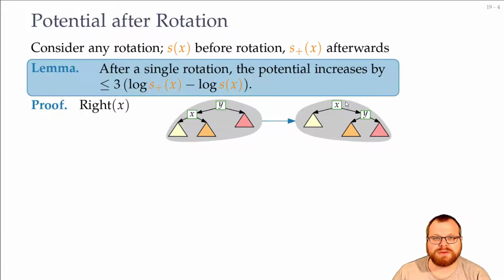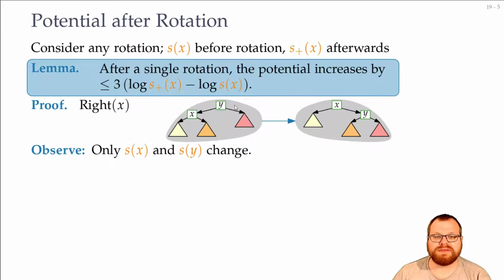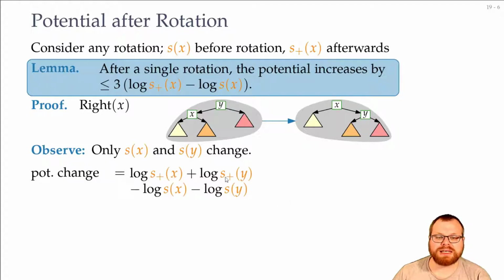Also for all the other vertices that are not in the picture, like the parent of x here or of y here, nothing changes. The only 2 nodes where the sum of weights changes are x and y. So we only have to figure out how much it changes here. So the new potential that we will have after this rotation is the new sum of weights of x and y minus the old sum of weights, of course the logarithm of all of them. So how can we figure out how much this is?